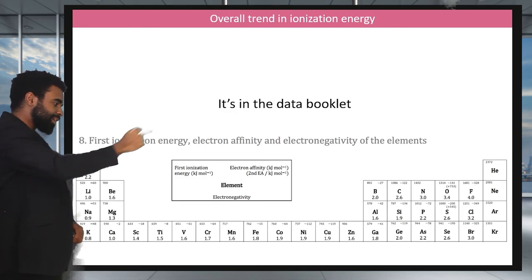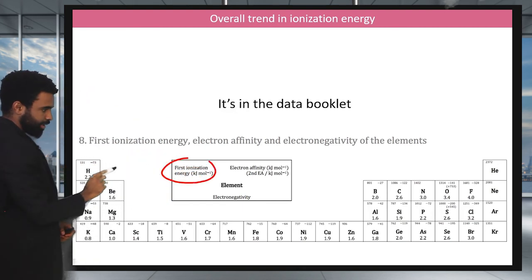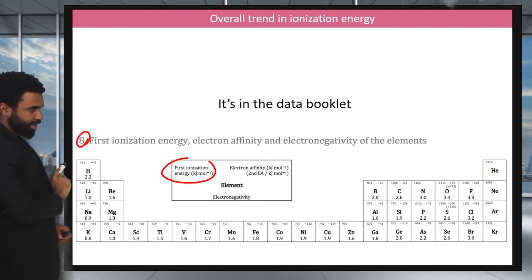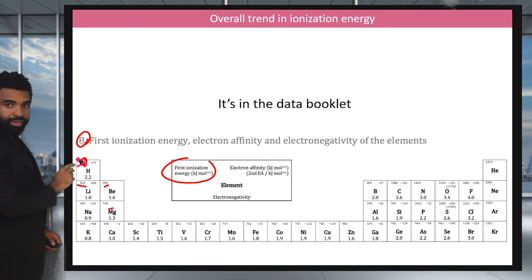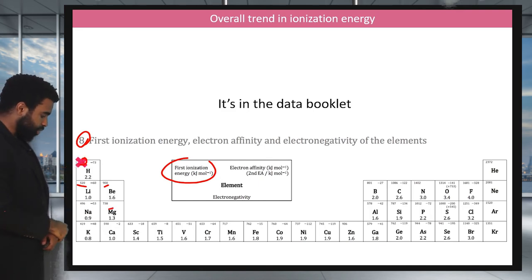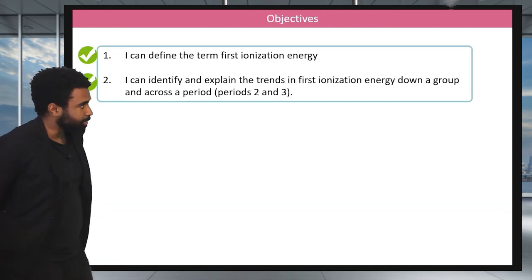This data is in your data booklet. So at the top left of the cells on section 8, you have the first ionization energy of each of the elements. An important thing is that the one for hydrogen is actually wrong. So don't let that one confuse you. I think they're off by a decimal place or something.